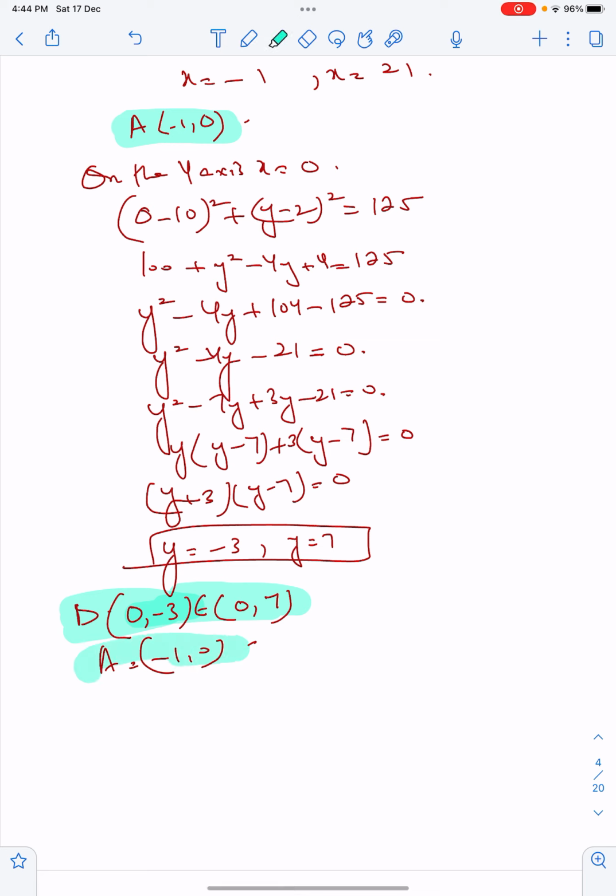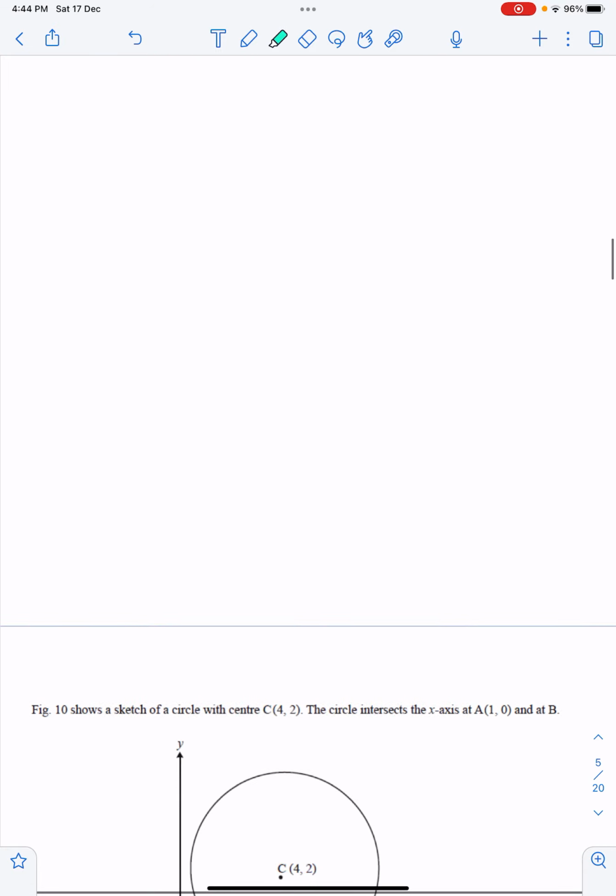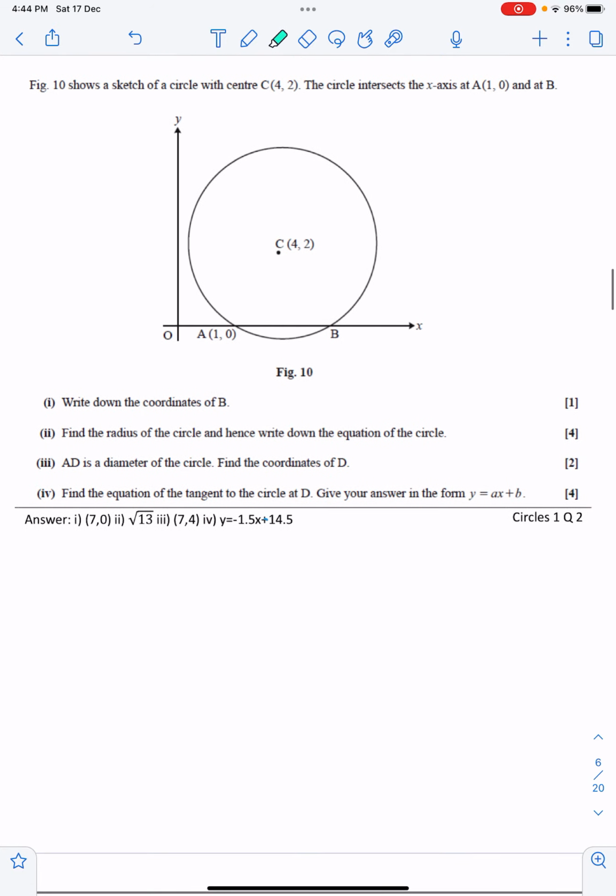Now I can write A equals negative 1 comma 0. These are the points. You just have to remember that in order to find the point of intersection of any graph with the x-axis, you have to make y equals 0, and in order to find the point of intersection of any graph with the y-axis, you have to make x equals 0. Okay, moving on to the second question.